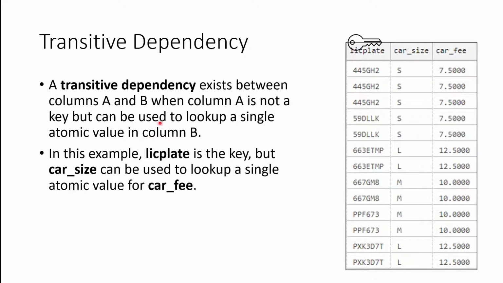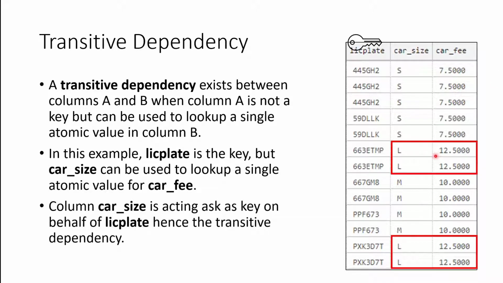So in this example, we have license plate as the key, but actually the size of the car can be used as a key to figure out how much we charge for that car. So whenever you see small, it's always $7.50. Whenever you see large, it's $12.50. And whenever you see medium, it's $10. So in essence, car size is acting as a key for car fee, and therefore it is a transitive dependency. We call it transitive because the way you get to car fee is you go from license plate and then use car size, and then from car size you can in turn use car fee. Okay.